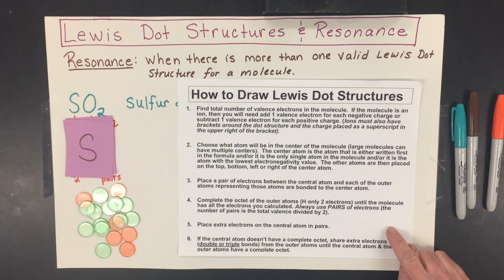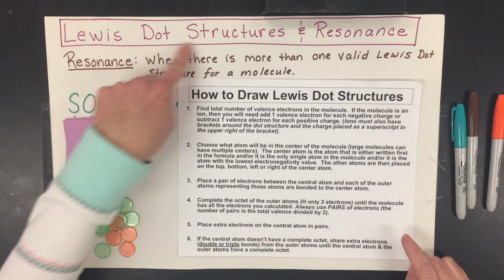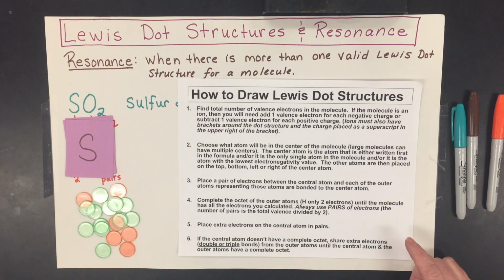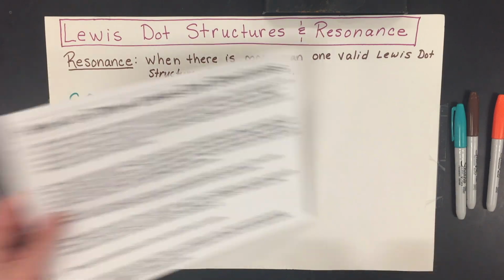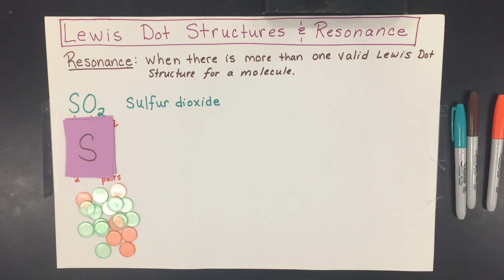So again, if you want to pause the video to record the dot structure rules, I did a video on just Lewis dot structures, so you could watch that video in addition to this one. So we're going to get started with an example. The example that we're going to do is sulfur dioxide.